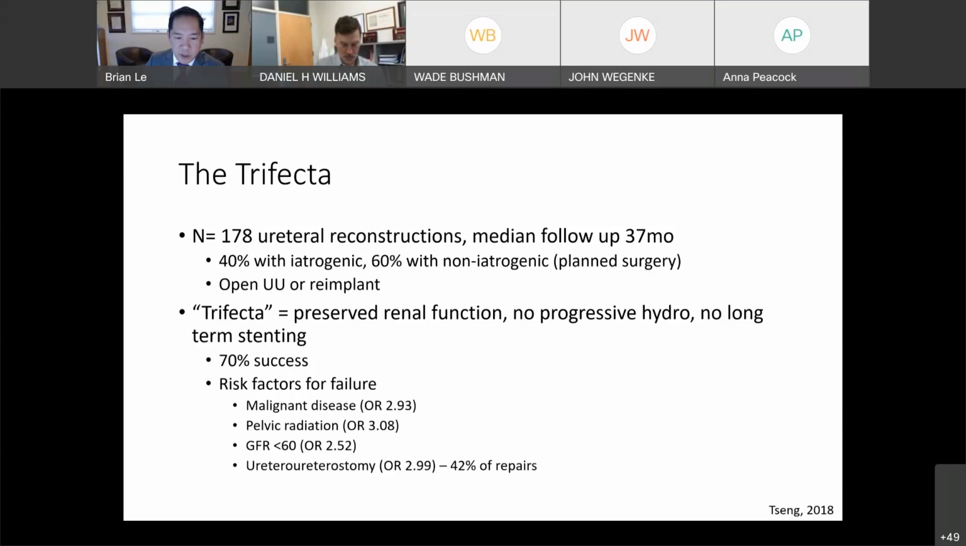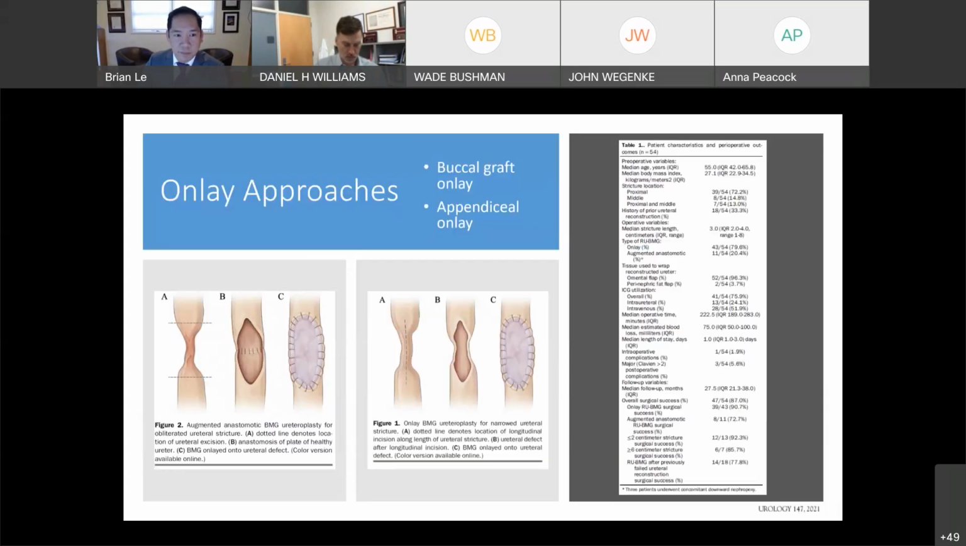and it's more likely to fail if there is malignant disease, radiation, or already having baseline impaired renal function. Of the different types of repairs, ureteroureterostomy is more likely to have problems. So not a great procedure, at least compared to ureteral reimplant.